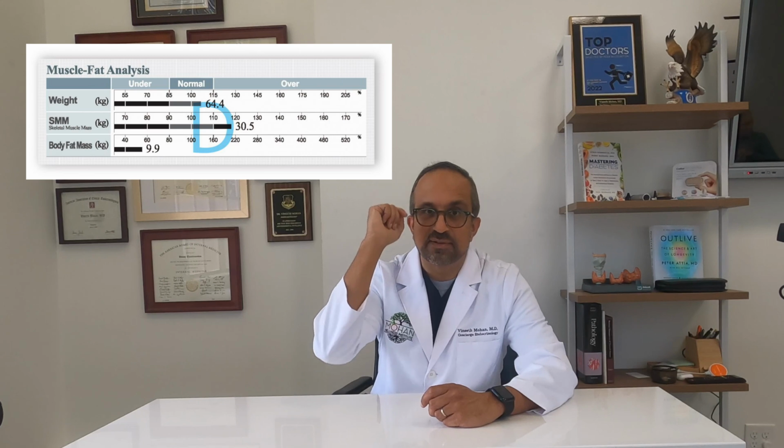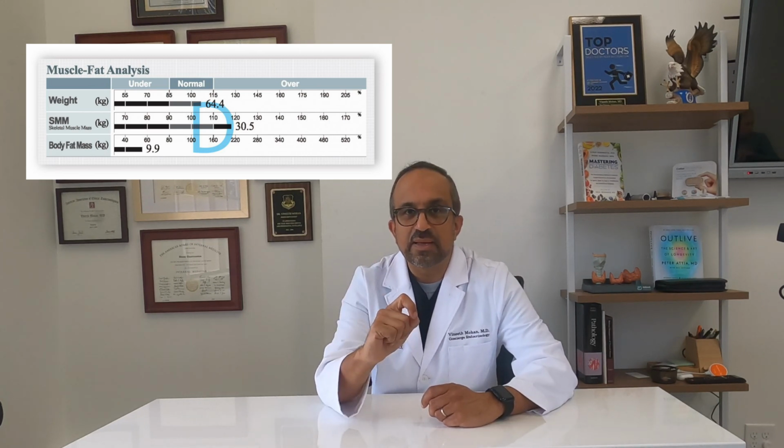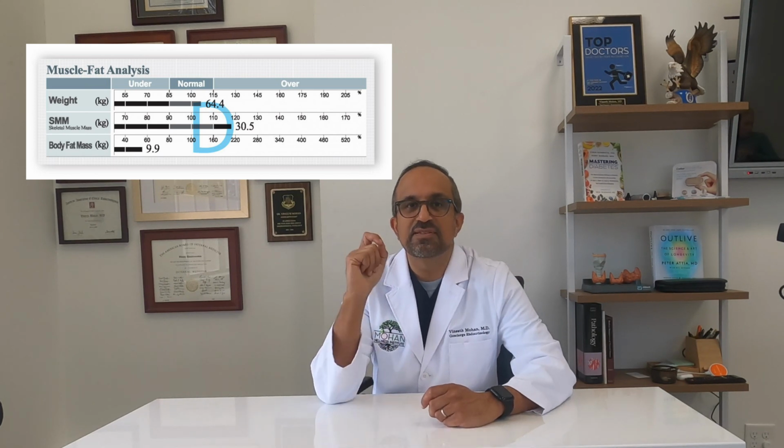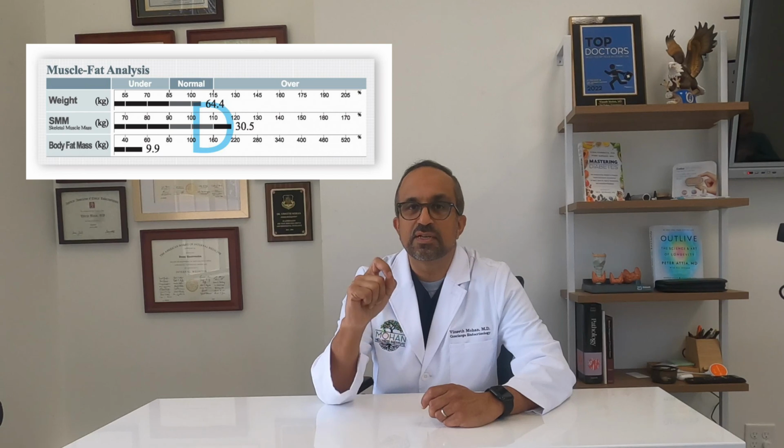This is the D pattern. If your skeletal muscle bar is longer than your weight and body fat bars, congratulations. You have the D pattern, which is typical of athletes and those who look closely at their nutrition and train regularly.